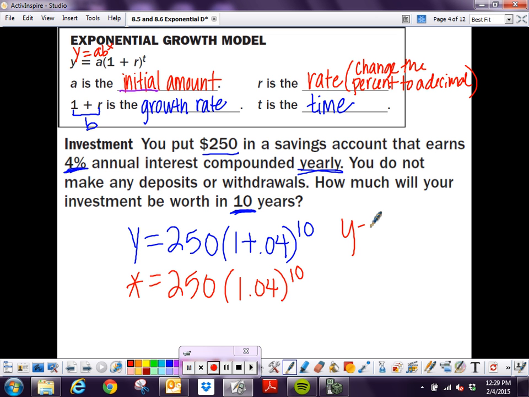And so here y is going to equal $370.06. So these are actually pretty easy. You just have to know where to plug the numbers in.